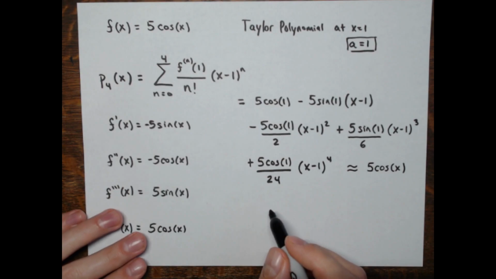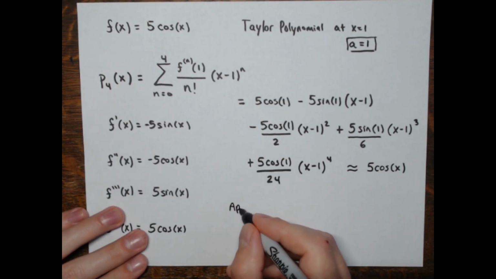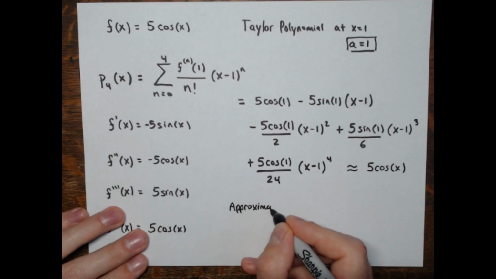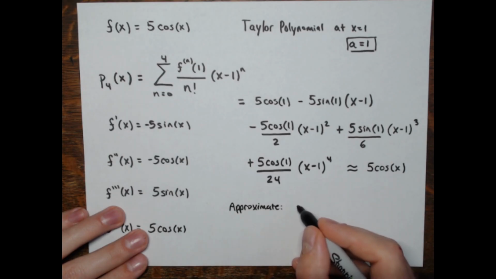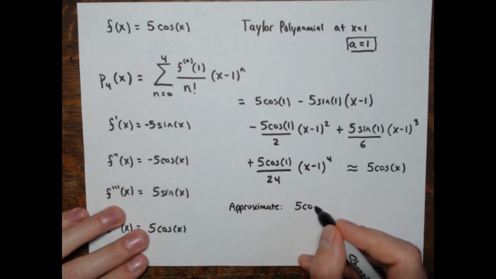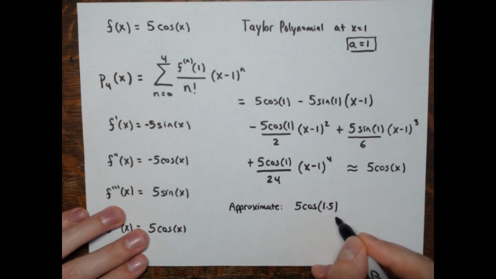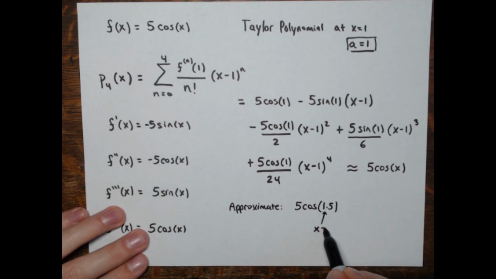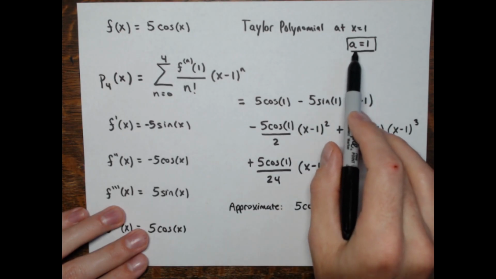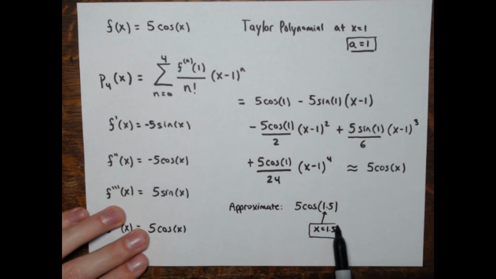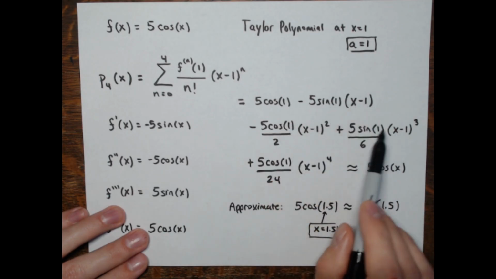Now they're asking us to approximate 5 times the cosine of 1.5. So that's the value of x: x equals 1.5. The value of a is 1. And this should be approximately equal to the value of this P4, the fourth Taylor polynomial at 1.5, if I were to plug 1.5 in for all these x's here.